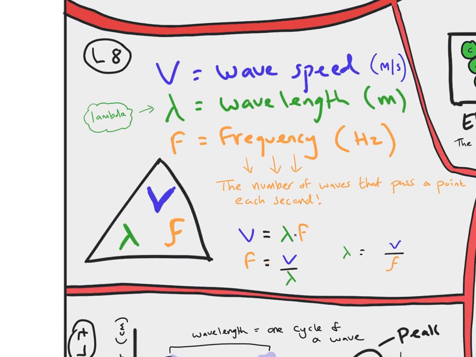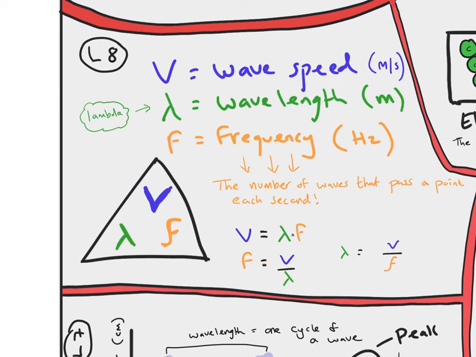Lesson 8 then was calculating wave speed. So we need to know that wave speed is represented with a letter V. Wavelength is this symbol called lambda. And frequency is just F. And we've got meters per second for wave speed, meters for wavelength, hertz for frequency. Now frequency is the number of waves that pass a point each second. That's really important. We can use a formula triangle to work out any one of these.